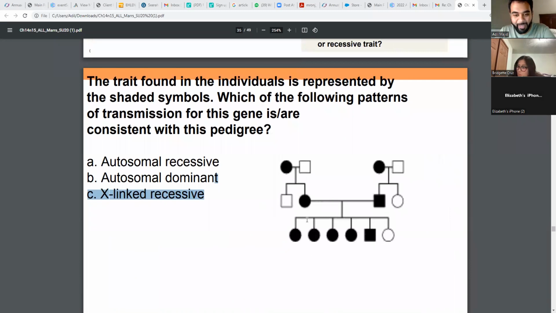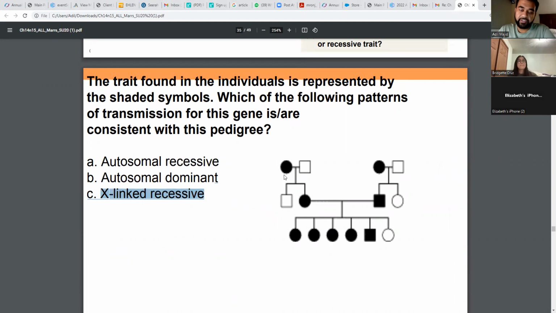Okay, what does shaded mean? Shaded means that it's showing the trait. We don't know if the trait is autosomal recessive. We don't know if it's autosomal dominant. We don't know if it's X-linked recessive. That's what the question is asking us to figure out.